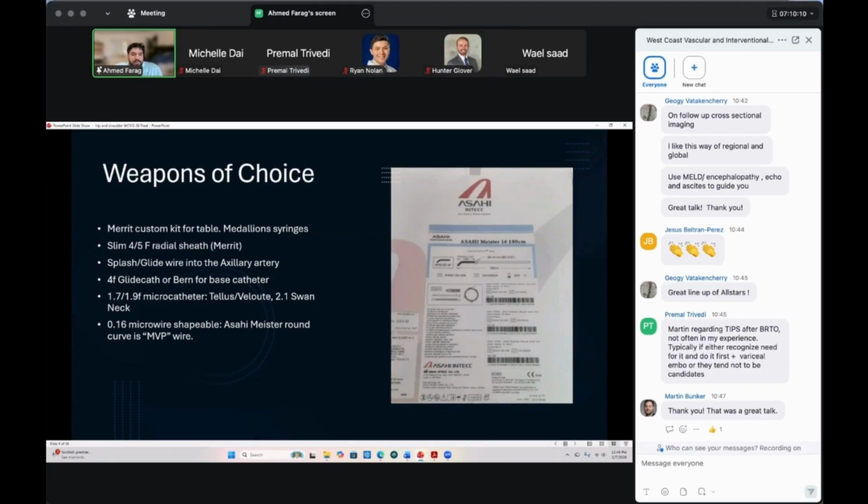I've become really partial to the Tellus and Volute for their size and the swan neck from the pedal approach. And then the Asahi Meister wire, I use that in just about every case. That's my MVP wire. It's wonderful, makes my life very easy.